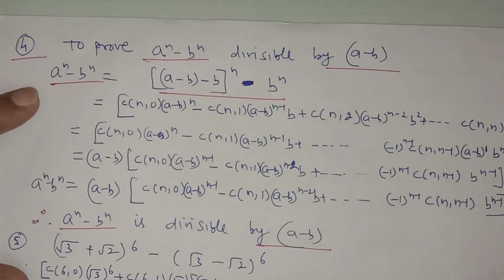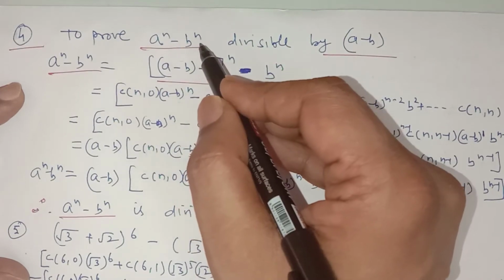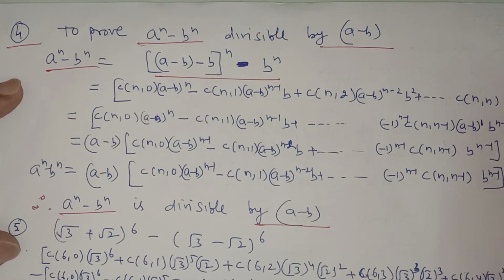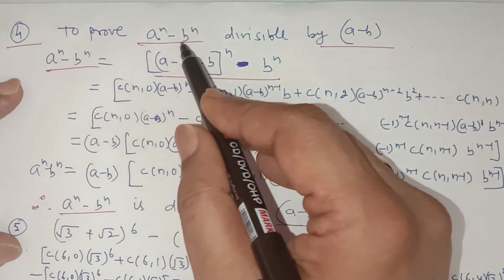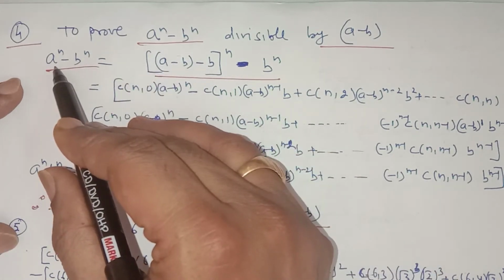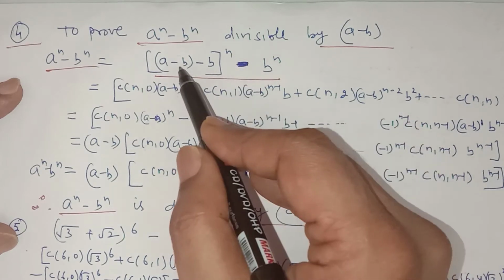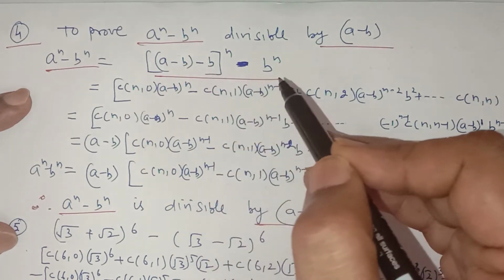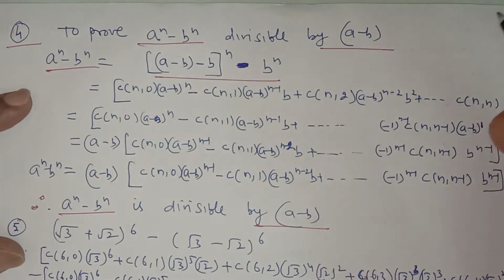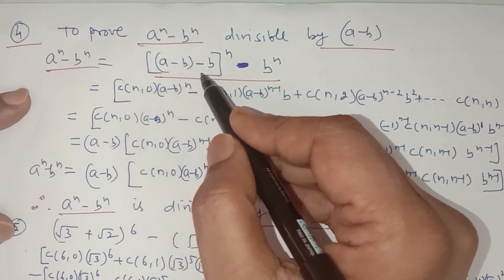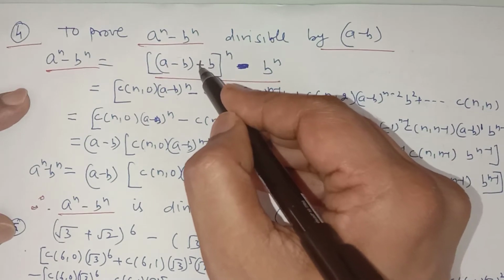Now in question number 4 of this miscellaneous exercise, you have to prove that a to the power n minus b to the power n is divisible by a minus b by using the binomial expansion. So I am starting with a to the power n minus b to the power n. For a, I can write a minus b raised to power n, adding and subtracting b. So it will be a minus b plus b.